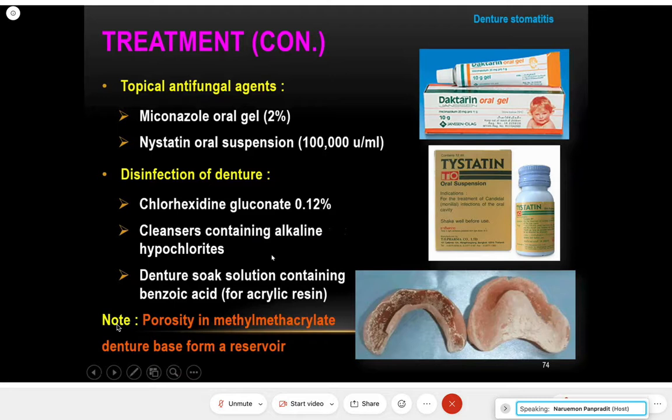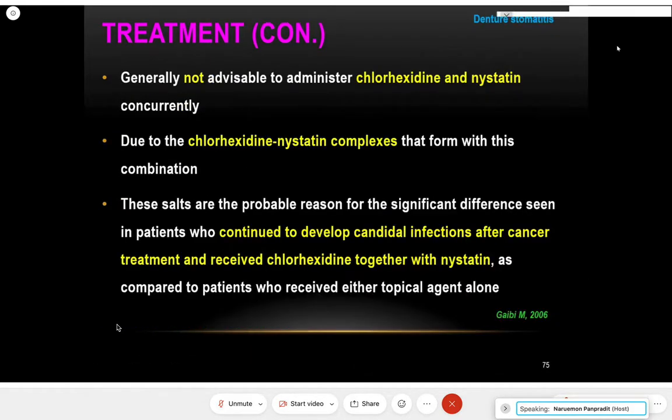Another disinfection of denture uses alkaline hypochlorite, or denture soap solution like benzoic acid. But the most common is chlorhexidine. And if you prescribe chlorhexidine to the patient and also prescribe nystatin, just be careful that the patient doesn't use them together at the same time.